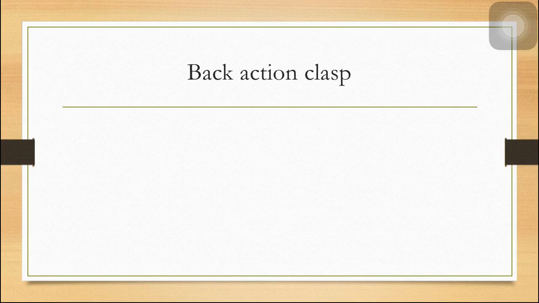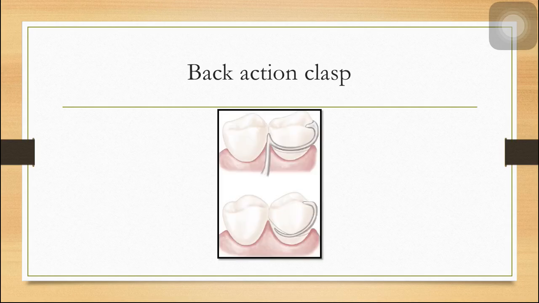Moving on, the following clasps that we will discuss are only for historic purposes. They are not very commonly used nowadays because of their complicated designs, and their designs are not justified basically. Here you can see the back action clasp, in which there is a minor connector, and then there is an occlusal rest on the opposing side, and then from there a retentive arm originates. This is called the back action clasp.